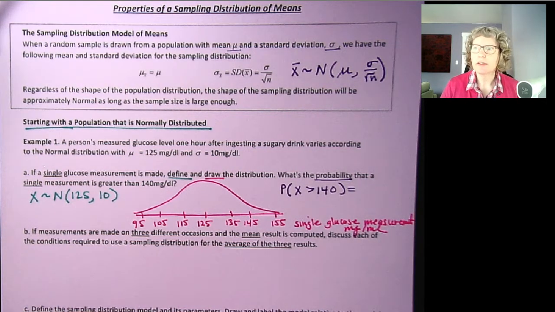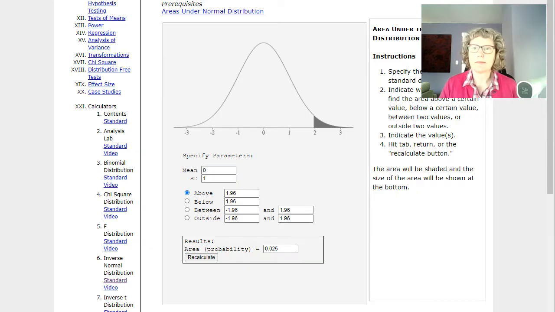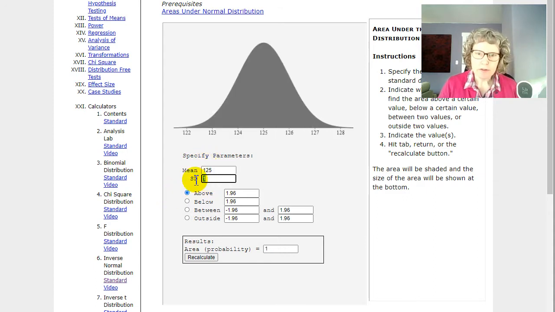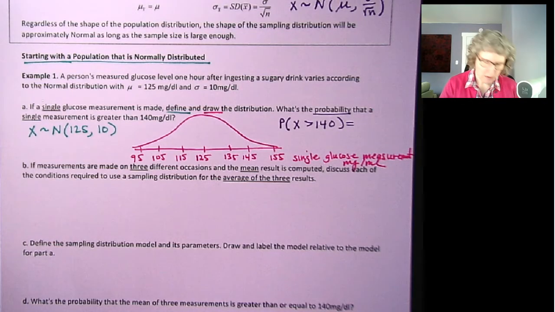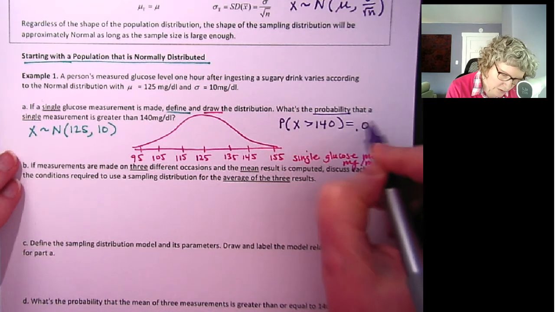I'm just going to pause it because I didn't get that ready. Okay, here's our online stat book, our probability calculator. So I'm going to put in the mean of 125 and the standard deviation of 10. So far this is the same thing you're used to doing. And we want above 140. 0.0668. So let's go back to the notes. 0.0668.